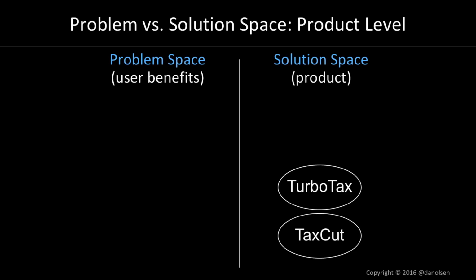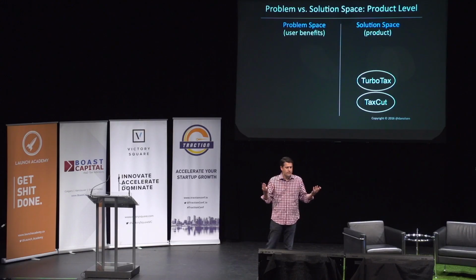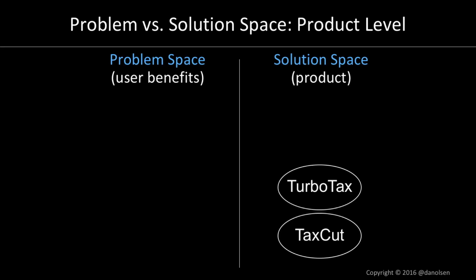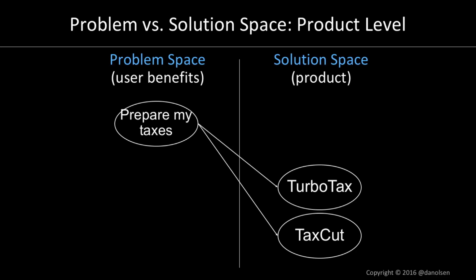What you can do is map back and forth. We say, great, at a high level, what's the benefit? What do you guys think the benefit that these products provide in the problem space is? Anybody? Get your taxes done, right. And that's what's funny, you guys would all use slightly different words for it, and the problem space is messy like that. So something like prepare my taxes, help me do my taxes, something like that, right?